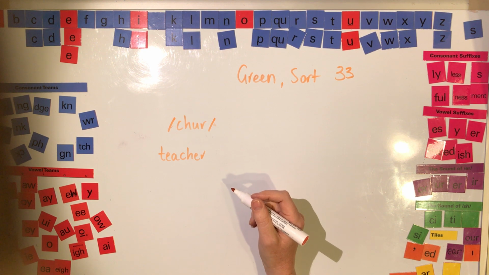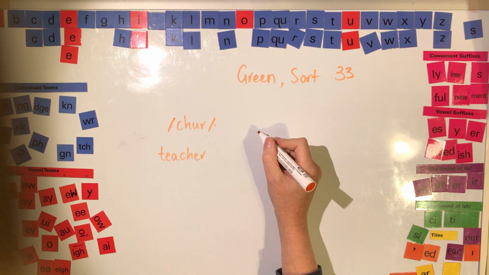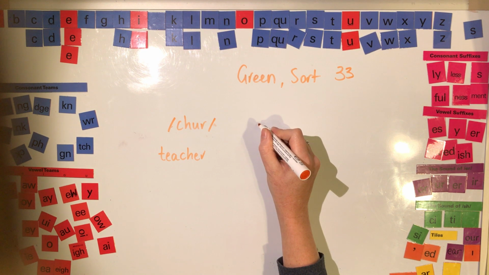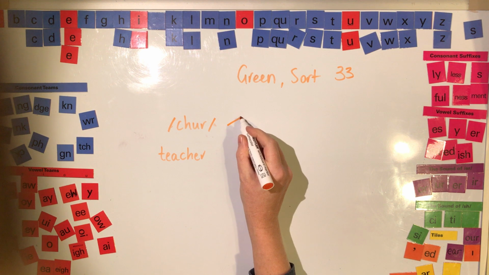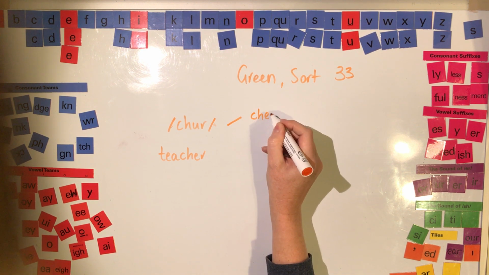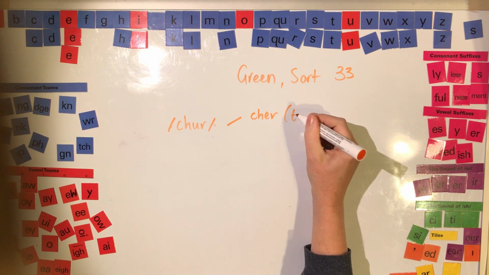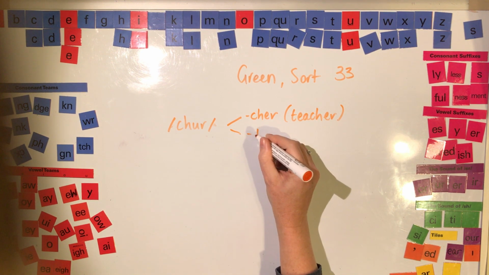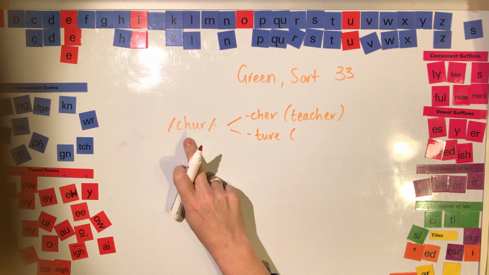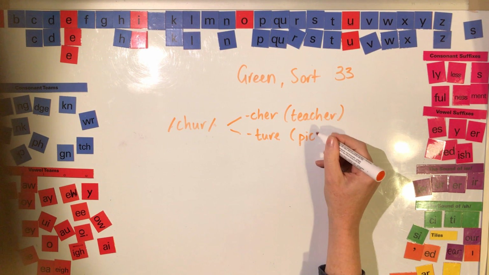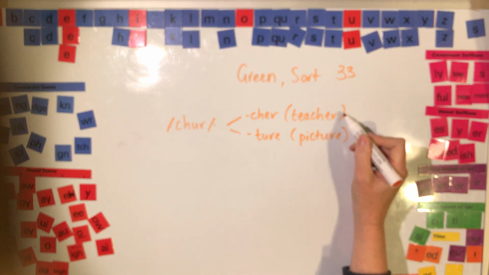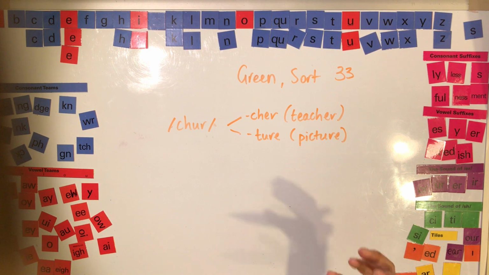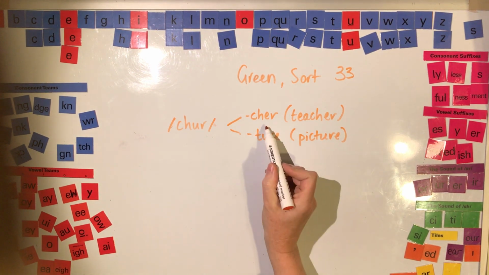We've also got /ch/ in capture. Teacher, capture. Okay, so we've got two different ways to get the /ch/ sound. We've got t-ch as in teacher, so I'm going to put this word here: teacher. And we've also got t-u-r-e, but it also makes the /ch/ sound. So you listen: teacher, picture. Really pretty much identical sound, spelt differently.